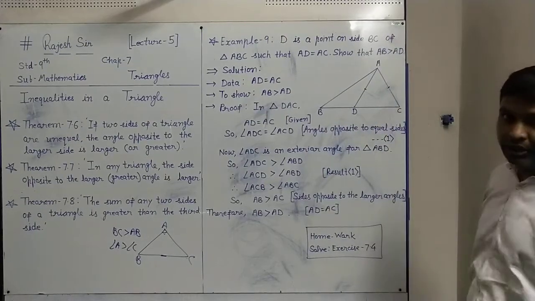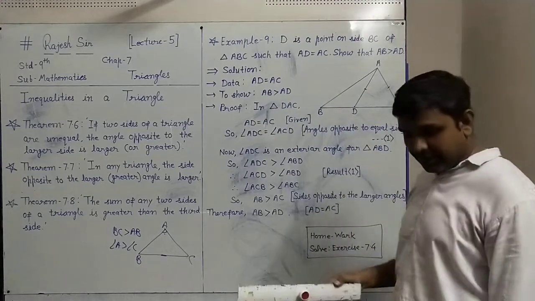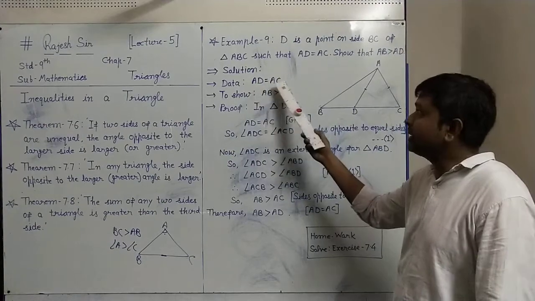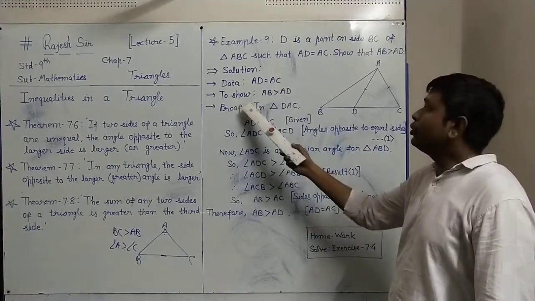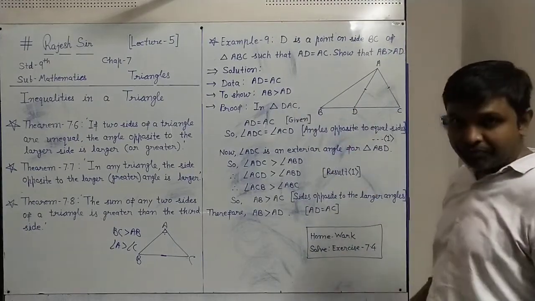This we want to show. So in the solution, we like to prove or show this type of question. In the data, given things are only AB equals AC. To show or to prove here is AB greater than AD, we want to show.